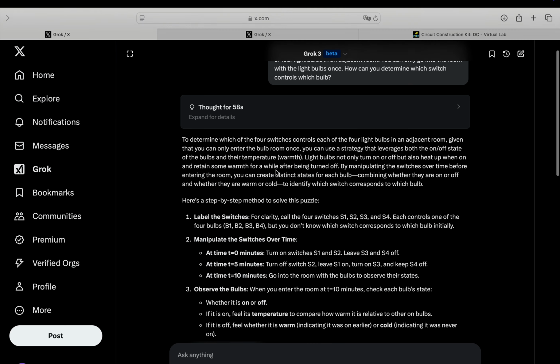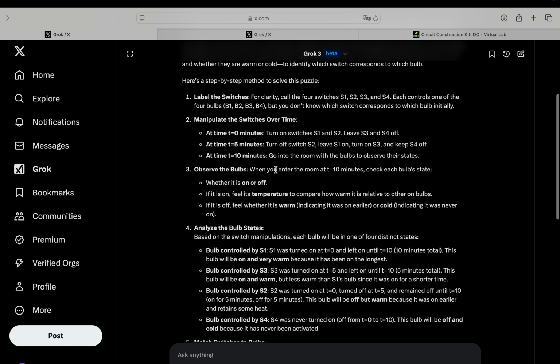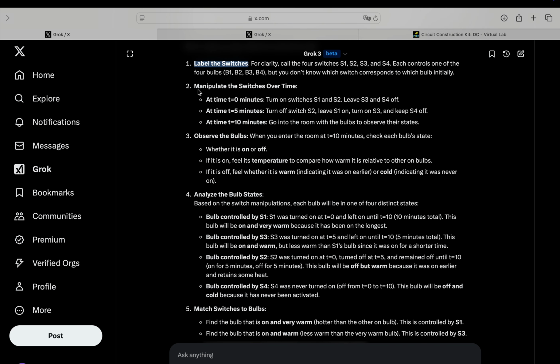So it thought for 58 seconds, and then let's see the process. All right, very good solution, step by step. So first, label as usual, as before, and then manipulation. Let's see how it presents this manipulation. At time 0 minutes, we turn on switches S1 and S2 and leave S3 and S4 off.